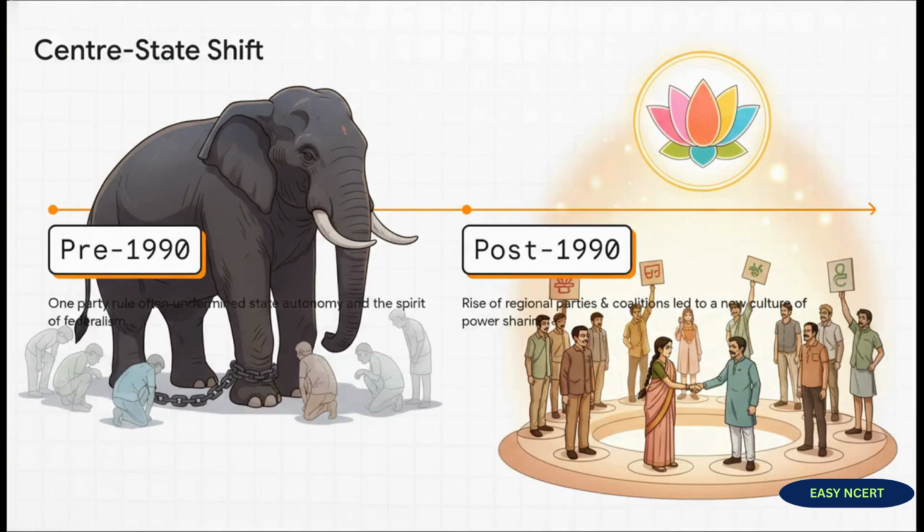This timeline tells a really important story. For a long time, before 1990, the same political party often controlled both the central government and most of the state governments. This meant that, in reality, states didn't always act so independently. But after 1990, things changed. Regional parties became much more powerful, and we entered an era of coalition governments at the center. This forced a new culture of sharing power and respecting the independence of the states, making federalism a lot stronger in practice.